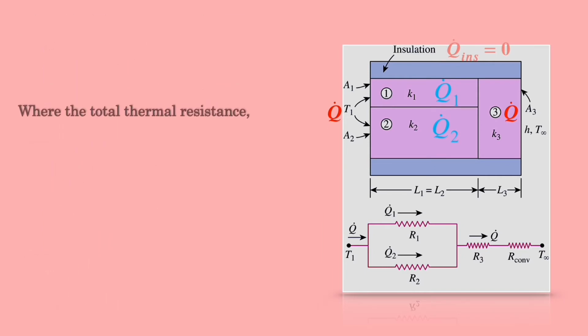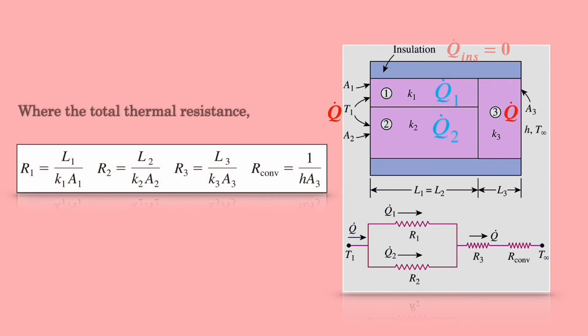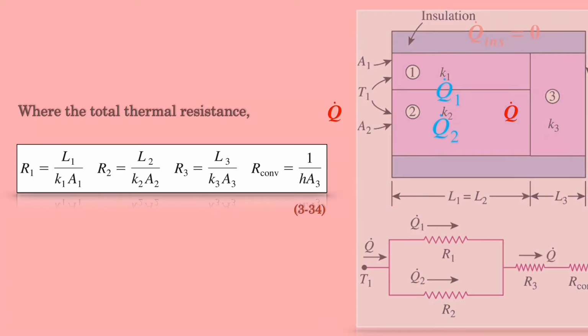The result obtained is somewhat approximate since the surfaces of the third layer are probably not isothermal, and heat transfer between the first two layers is likely to occur.